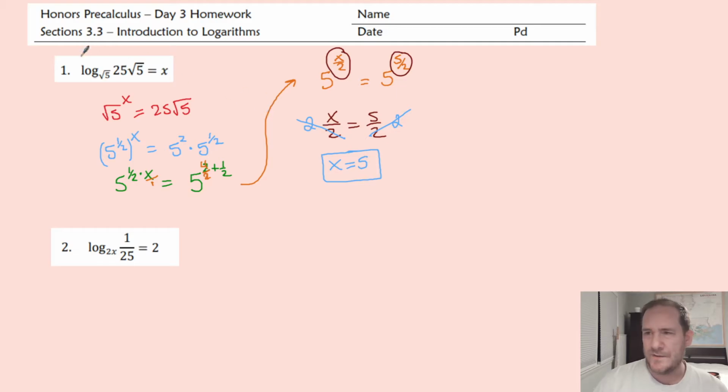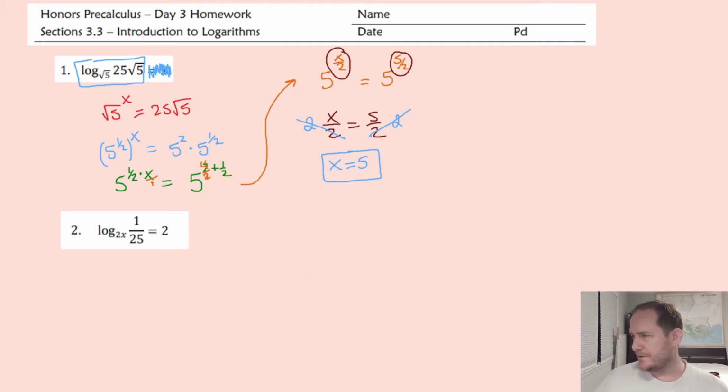So what does that mean? It means this log expression, if you evaluated this log, forget x for a moment, evaluating this log, that has a value of 5. That's what we've really done. So there's number 1. Let's do number 2.